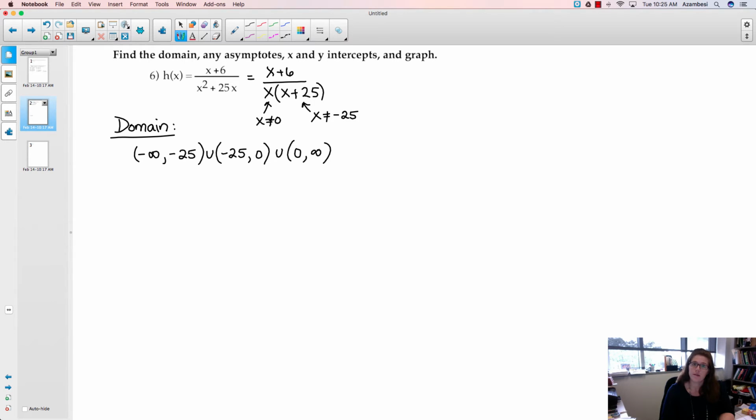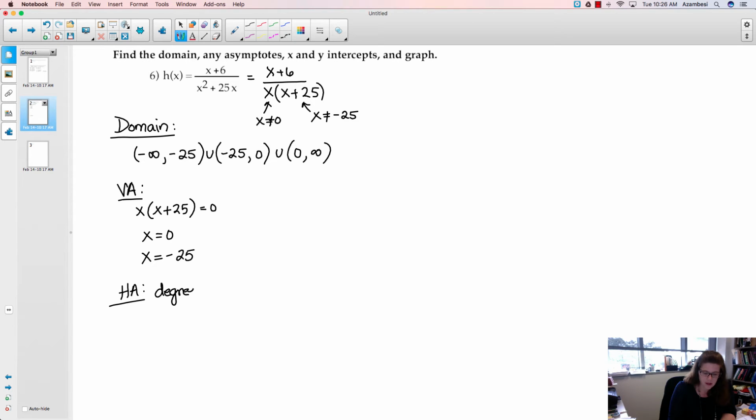All right, let's talk about asymptotes. At this point, if I could simplify, I would. I cannot. But when we're talking about vertical asymptotes, we set the bottom of the simplified function equal to 0. So x times x plus 25 is equal to 0 gives me x is equal to 0 and x is equal to negative 25 for my asymptotes. For horizontal asymptotes, then I'm dealing with the degrees of the function. The top function is a first degree, bottom function is a second degree, so I have the line y is equal to 0.